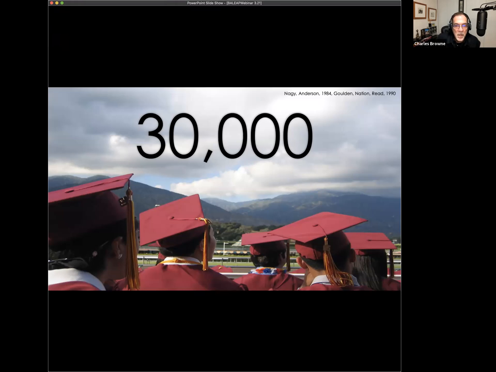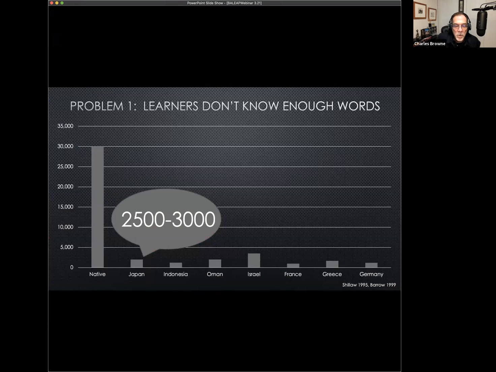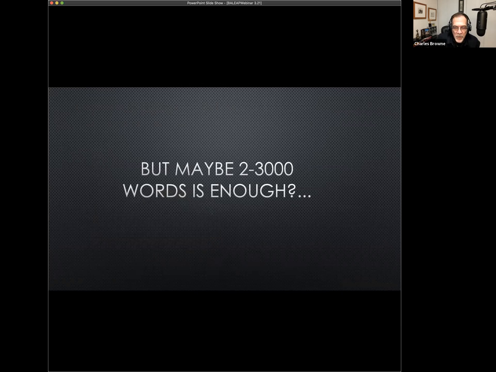But the problem is that even after many, many years of studying English, most second language learners don't have 30,000. In fact, Japanese students, even after 12 years of studying English as a required subject in elementary school, junior high, senior high, and college, only know somewhere between 2,000 and 3,000 words, which is only 10% of what native speakers know. So this is a big problem in Japan.